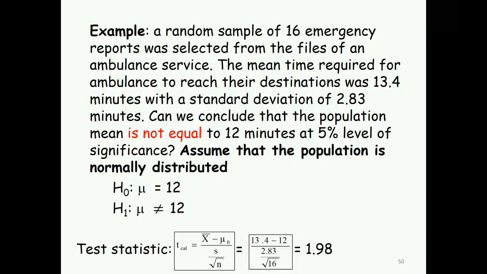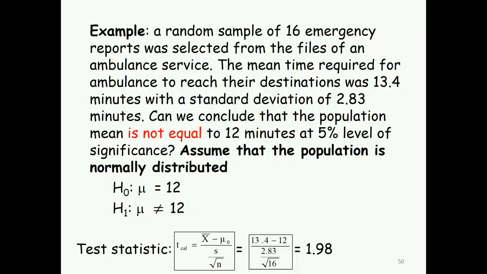Why do I mention to assume that the population is normally distributed? Is it important to mention this? Why? Because the sample size is less than 30. The central limit theorem says that irrespective of the distribution of the population, if you have a sample size greater than or equal to 30, then it will be normally distributed. If the population is normally distributed, we don't care about the sample size. But if the population is not normally distributed, then the sample size must be greater than or equal to 30.